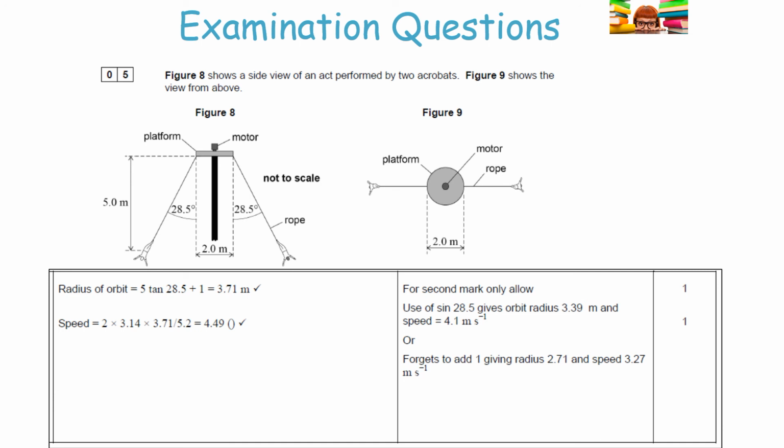So if we look at our triangle here, you can see that the horizontal section, which will form the radius, is going to be equal to tan 28.5 times 5. Because tan equals opposite over adjacent, and we need in this example to work out the value of the horizontal, so you can work it through to be 5 tan 28.5. You then add that 1 meter from the platform itself to give you a radius of 3.71 meters.